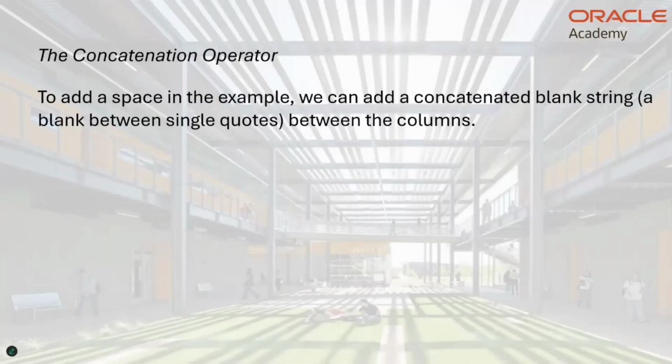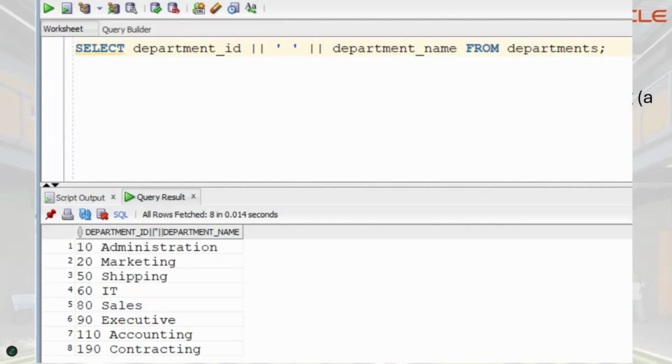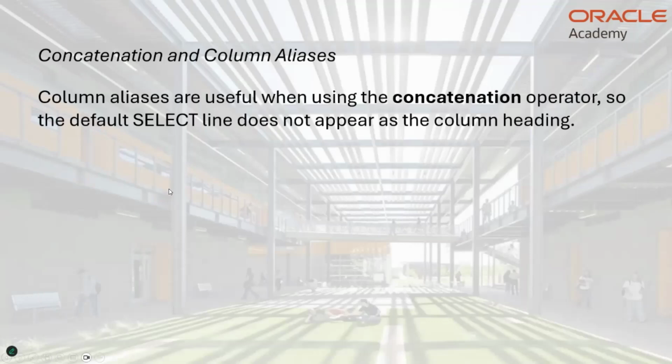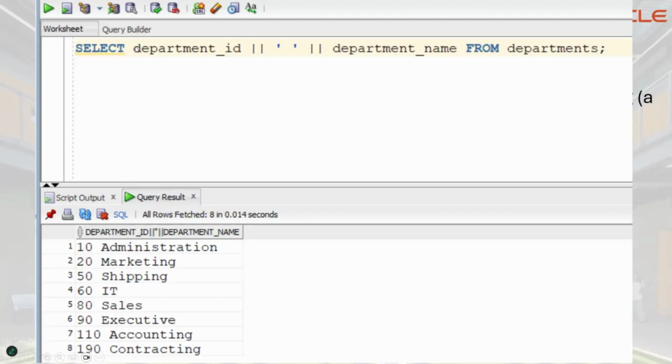Yep, that is correct. So to add a space, which is very important, you probably want this to be a readable result. This little pipe, double pipe, a space in between single quotes. Remember, that's just a string, and then double pipe. So now the output is more readable, right? Generally, you would have that on a report as opposed to the other output. So good job.